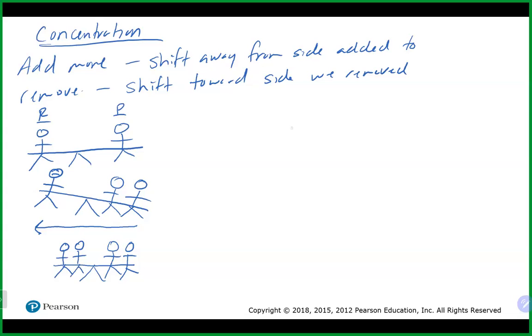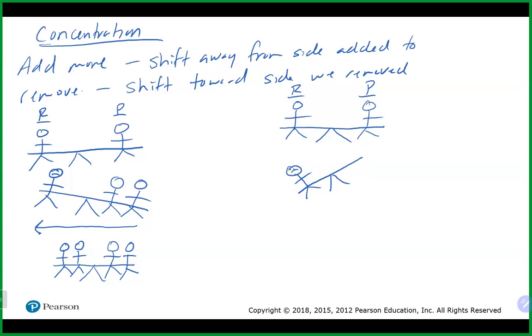Now, if we have the same system that was at equilibrium to begin with, again we're starting at equilibrium. And again, this side's our reactant, this side's our product. And let's say the guy on the right decides to hop off. So we remove some products, right? We took some stuff out. The result of that is this is going to happen.